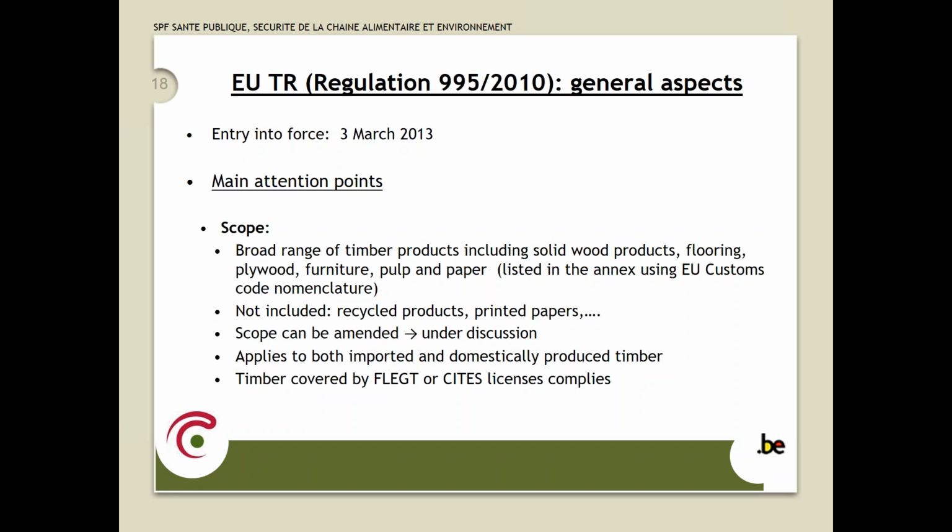Important to mention is that the scope can be amended, and it's under discussion. So it is likely that it will change in the future, and that the European Commission will change the scope. One of the options is a full, all-in option, so all products that contain wood would fall under the EUTR, but there are also challenges implied to that. So it is a discussion that will take place in the near future, but it's still uncertain how it's going to evolve.